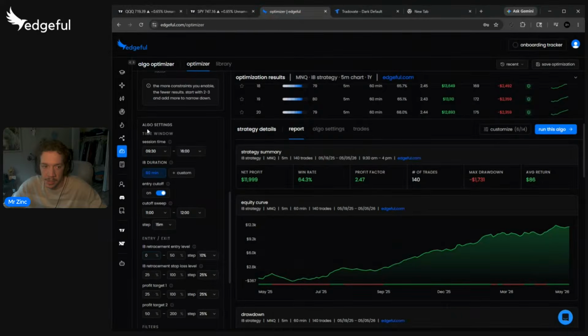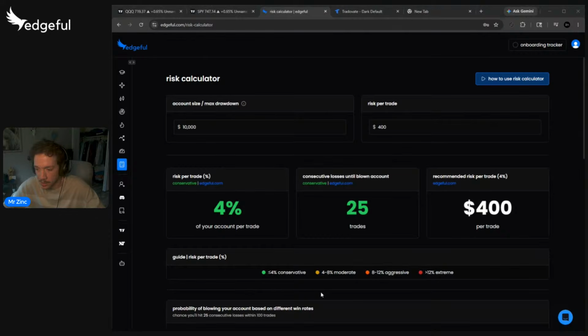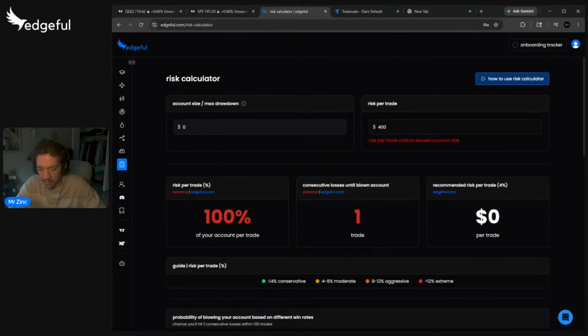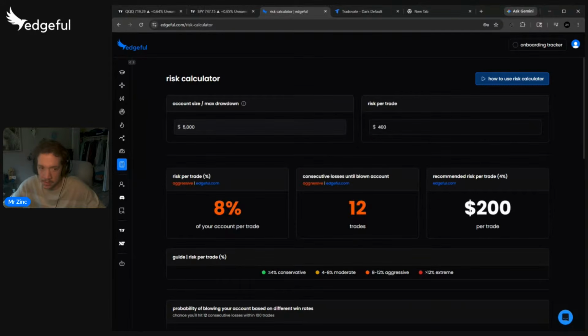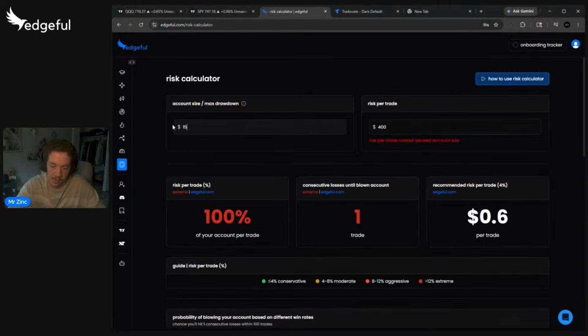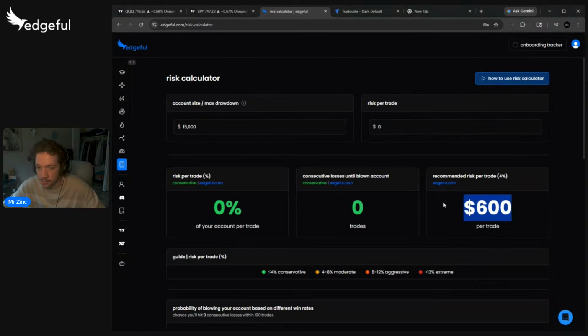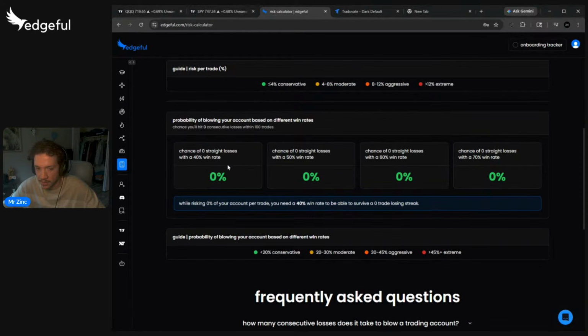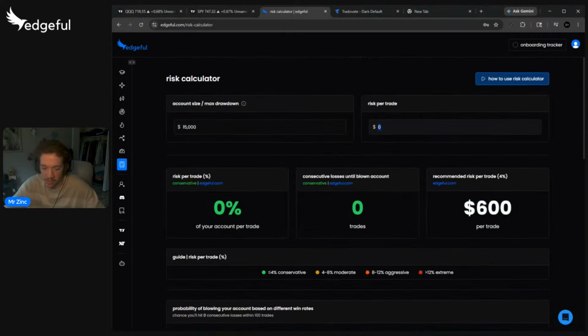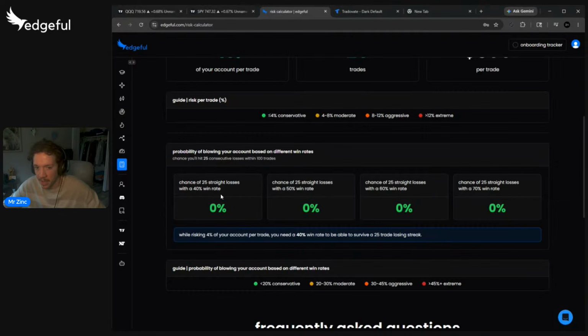Yeah, with scaling too, I know I keep shouting this out, but I always use this risk calculator. You can use it for any portfolio too. It doesn't just have to be futures. So if you have, let's say, 15K, your risk per trade recommended on here is 600. And that means, I'll put 600 on there, you have to have 25 consecutive losses to lose the account with a 40% win rate.